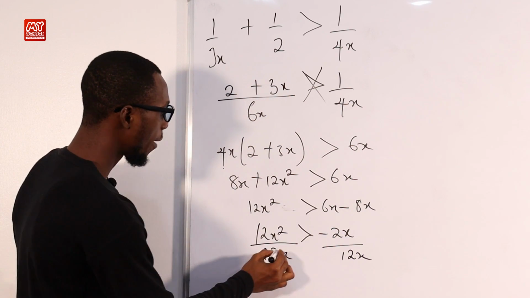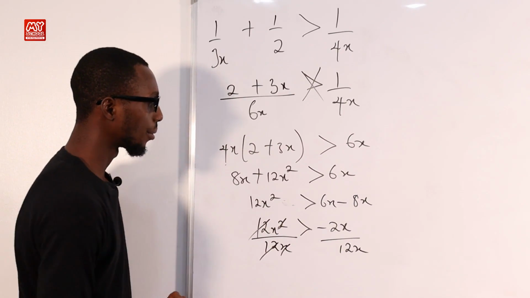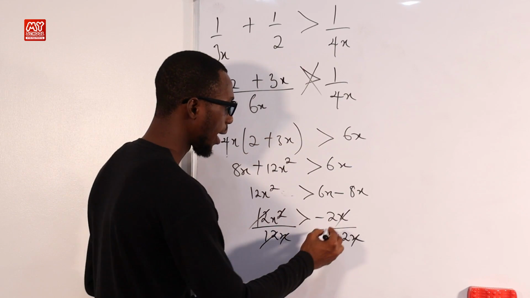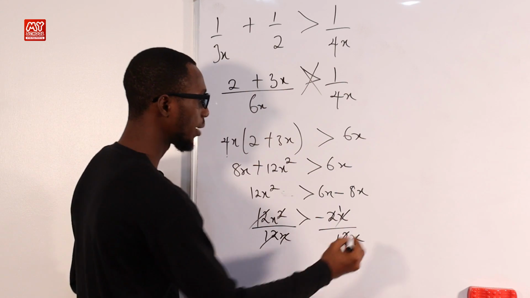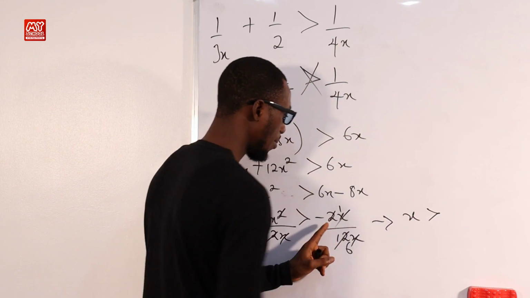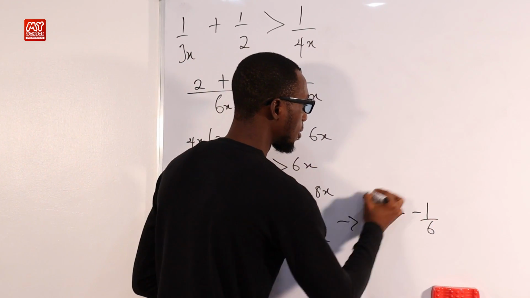Very well. So 12 strikes out 12. This x strikes out the x squared. Okay, so we have x strike out 12x. We have 2 here, 1, 2 here, 6. All right, so the presentation we'll be having will be x is greater than, remember we have the minus sign, minus 1 over 6.